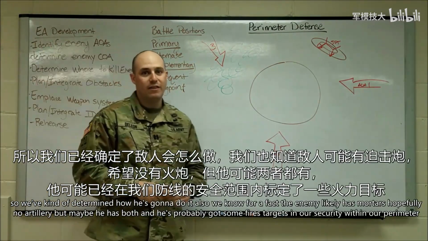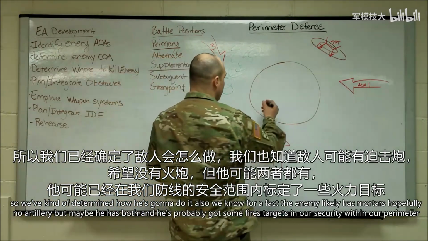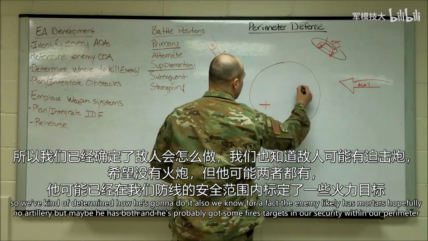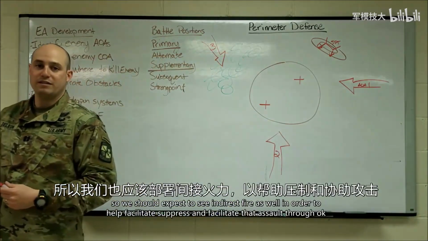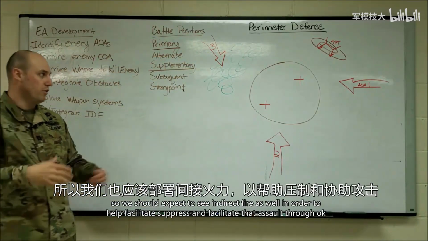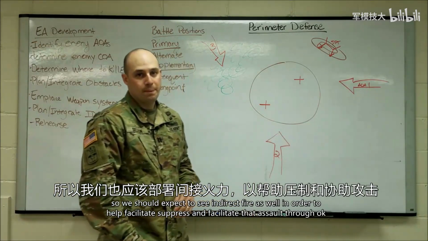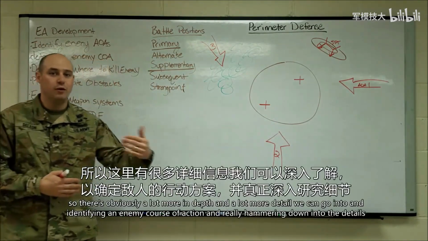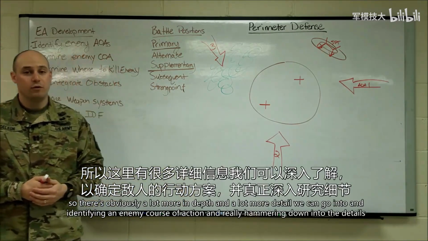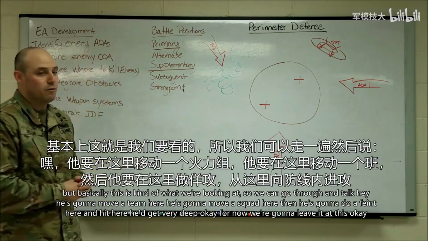Also, we know for a fact that the enemy likely has mortars, hopefully not artillery, but maybe he has both. And he's probably got some fires targets within our security, within our perimeter. So we should expect to see indirect fire as well in order to suppress and facilitate that assault through. Okay? So there's obviously a lot more depth and detail we can go into in identifying an enemy course of action and really hammering down into the details. But basically, this is kind of what we're looking at.